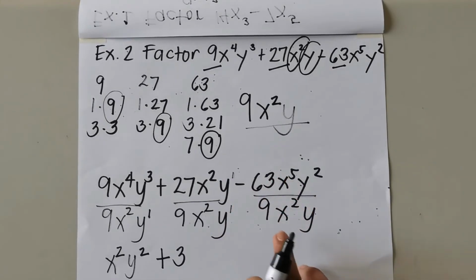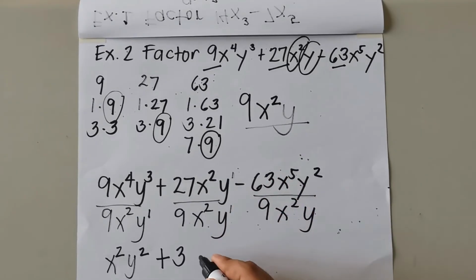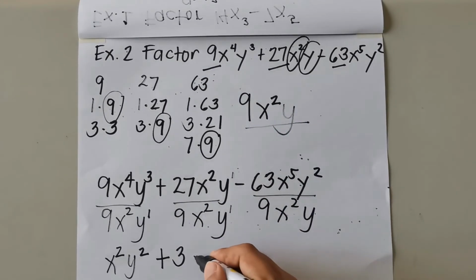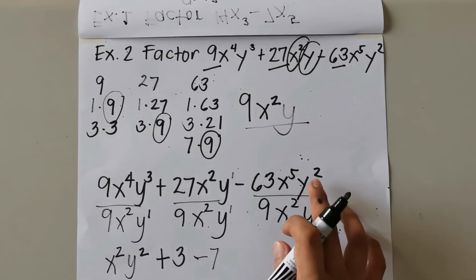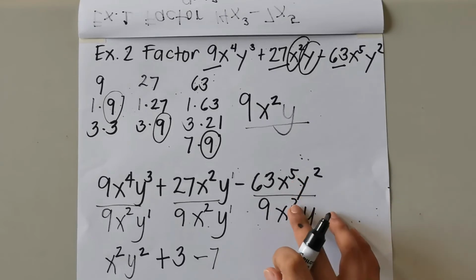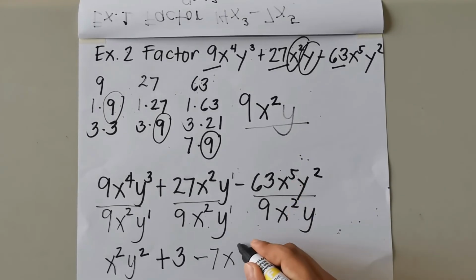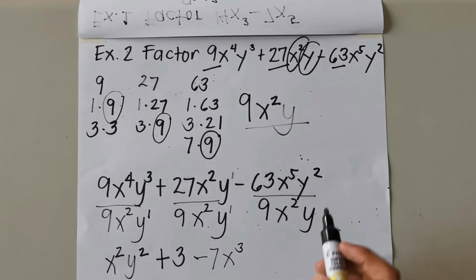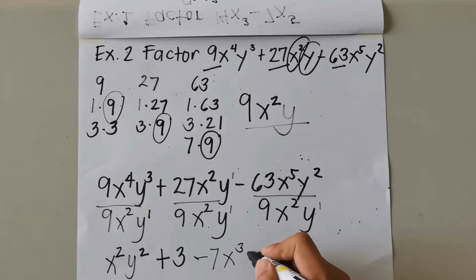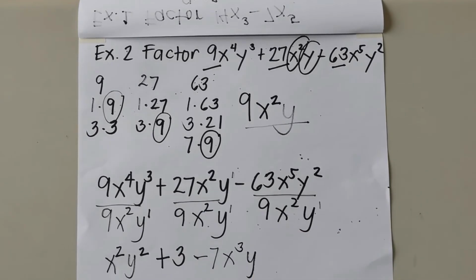Negative 63 divided by 9. So our answer is negative 7. Apply once again quotient rule on the exponents. 5 minus 2, we have x cubed. And then finally, 2 minus 1 is y.